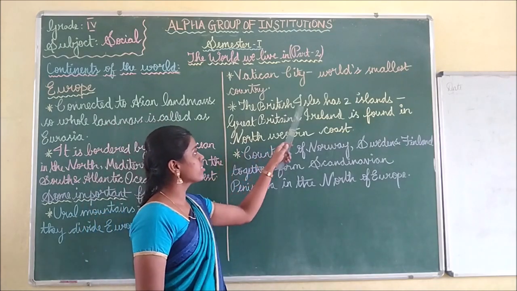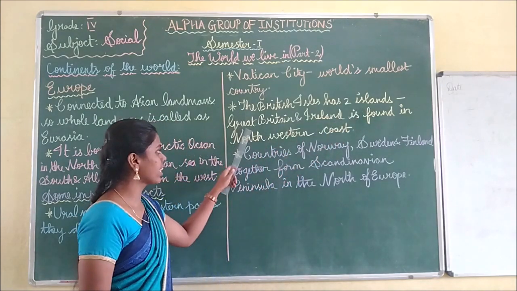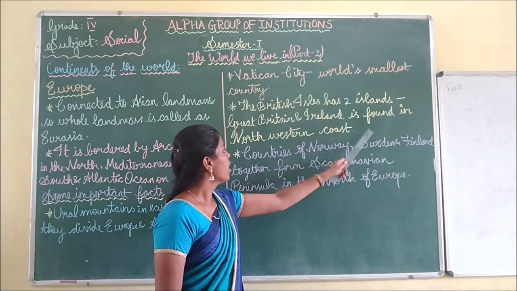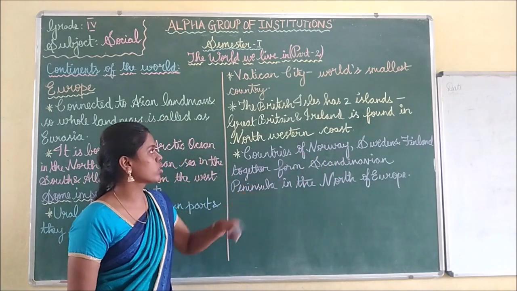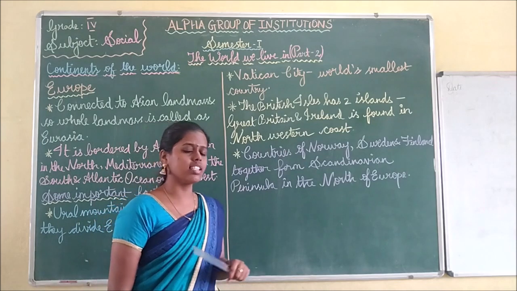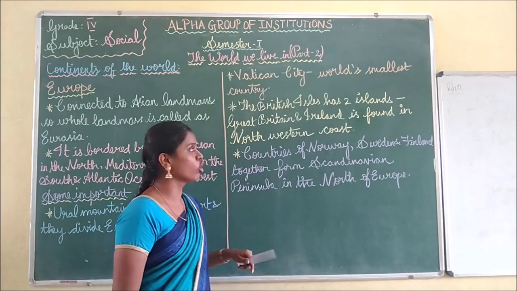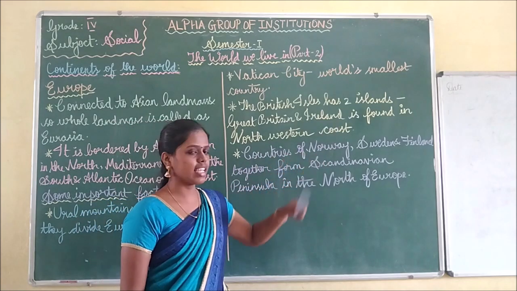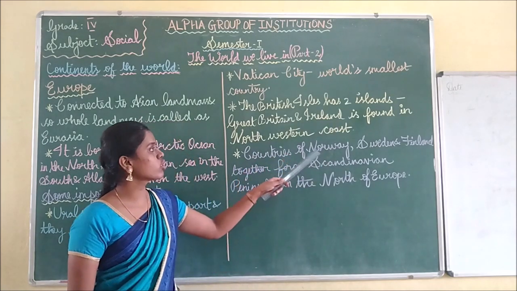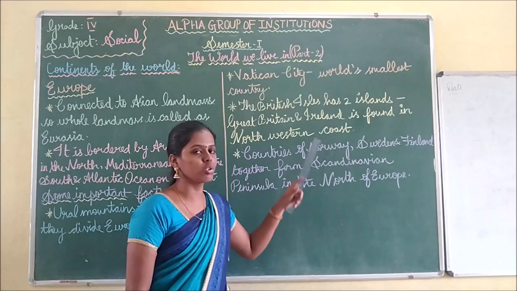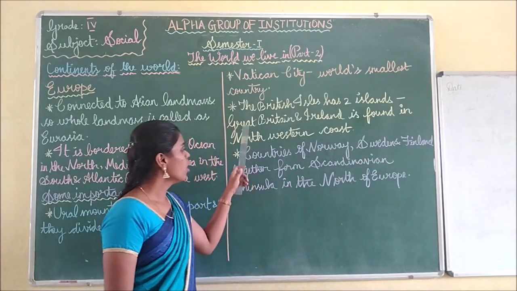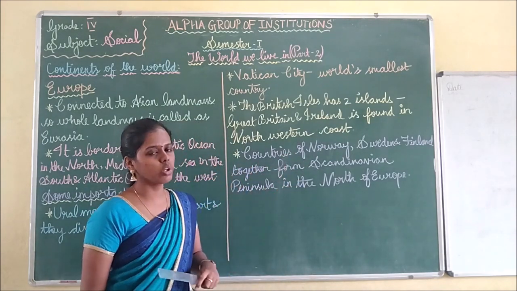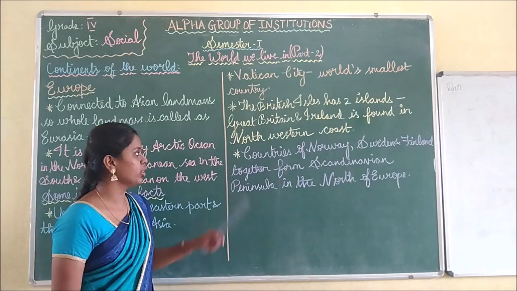The British Isles has two islands, Great Britain and Ireland. It is found on the northwestern coast. So the British Isles is one of the important ones in Europe. It has two islands. They are Great Britain and Ireland. Both these islands are found on the northwestern coast of Europe.